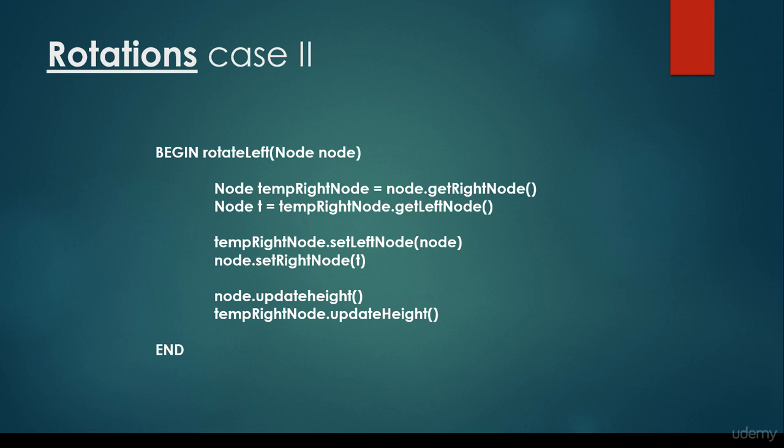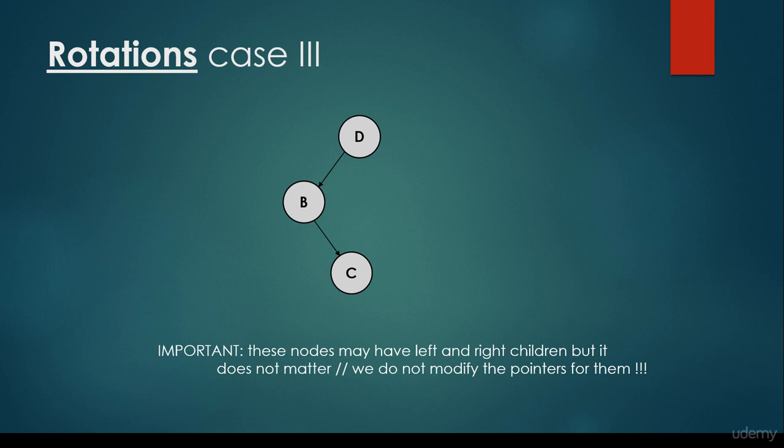What about the pseudocode? We just have to do approximately the same, but instead of the left child, we have to get the root node's right child, and we have to set this temporary right node's left node to be equal to the previous root node. This is how we update the references, and of course we have to update the height parameters because they may change. Okay, what about the case 3?